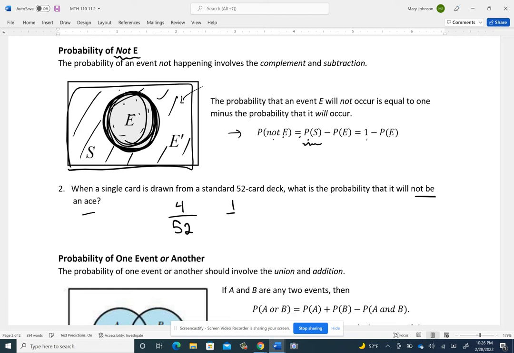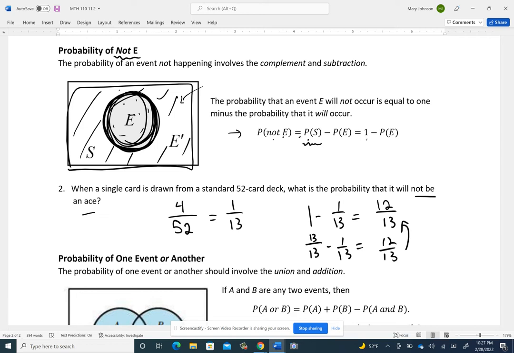So that would be 1 out of 13 when you reduce it. Now, that's not our answer, but there's 4 aces in a standard deck, and when we simplify that, we get 1 out of 13. So the probability we don't get an ace would be 1 minus that. So the remaining, that would be 13 out of 13 minus 1 out of 13. That would be 12 out of 13, okay? So the probability that it will not be an ace would be 12 out of 13.